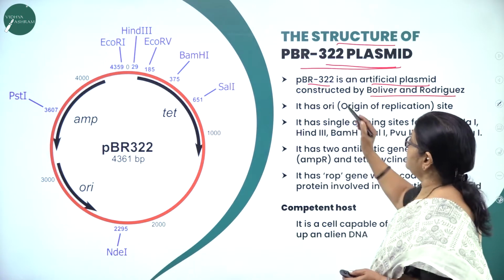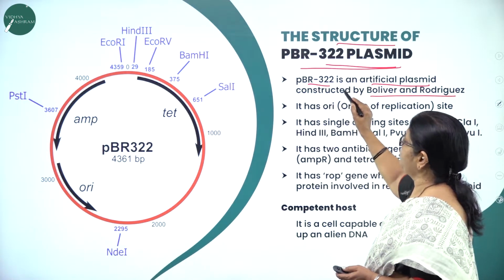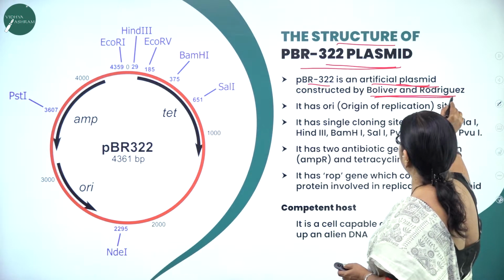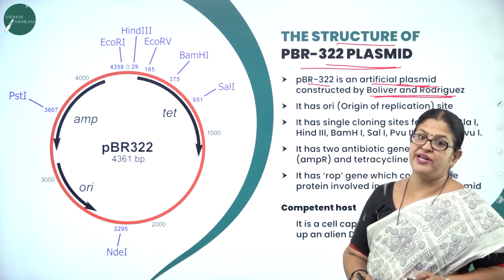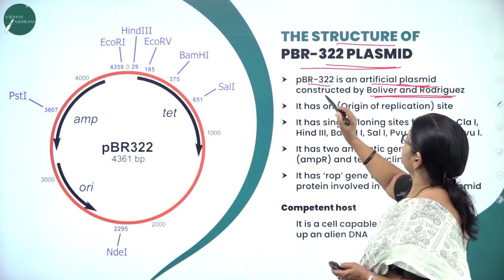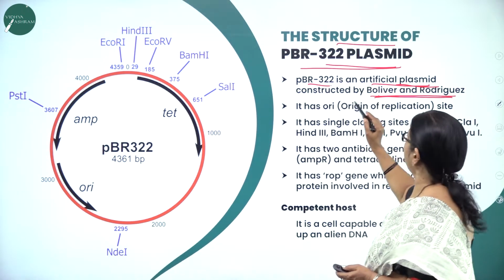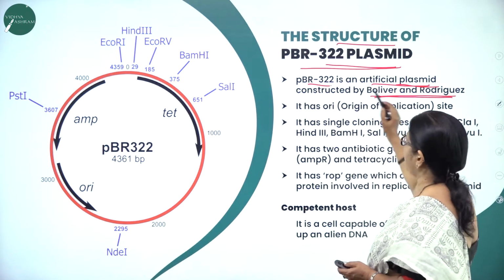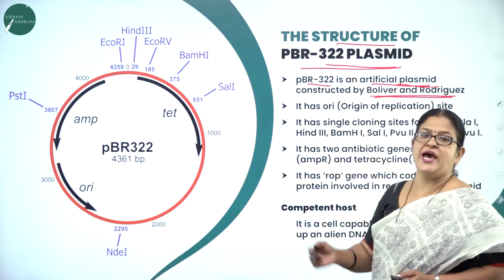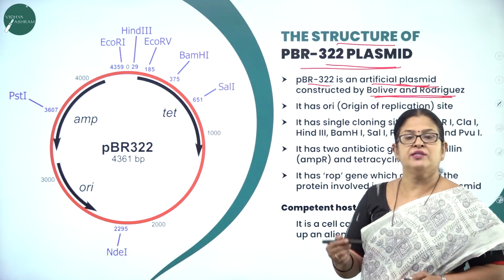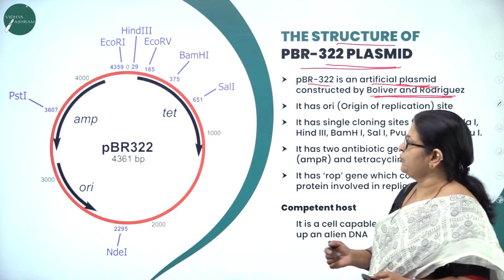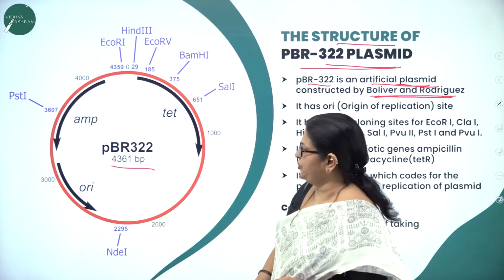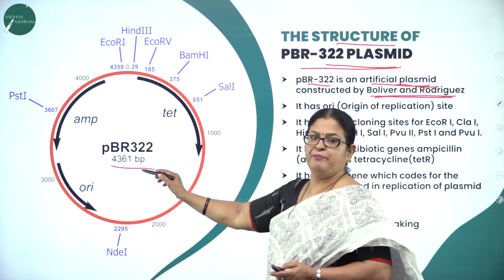I repeat, PBR 322 is an artificial plasmid by Bolivar and Rodriguez, strain number 322. So P stands for plasmid, B stands for Bolivar, and R stands for Rodriguez, and 322 stands for the strain number 322. Here you can see the beautiful picture of this PBR 322 having 4361 base pairs.